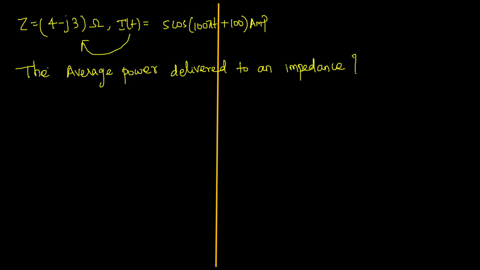And one more thing: in the question they mentioned that the average power delivered to an impedance is dash. That is the question, right? Now I'm just asking you, what is the meaning of average power?